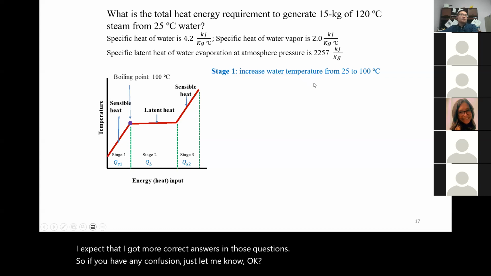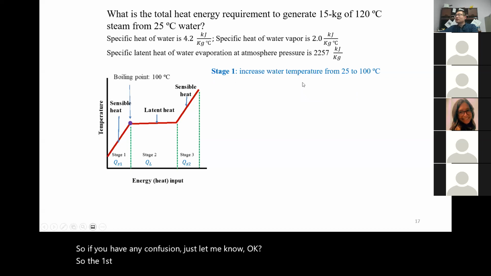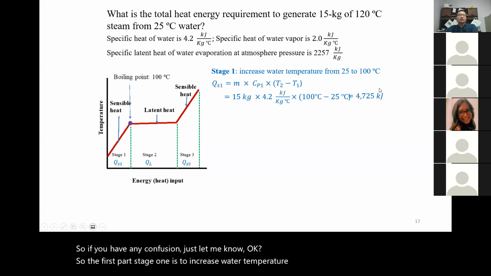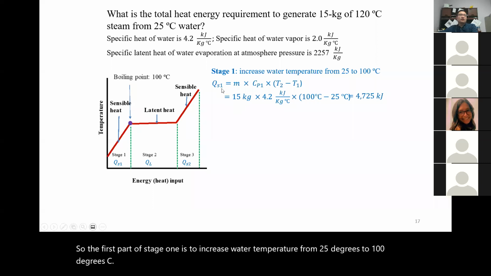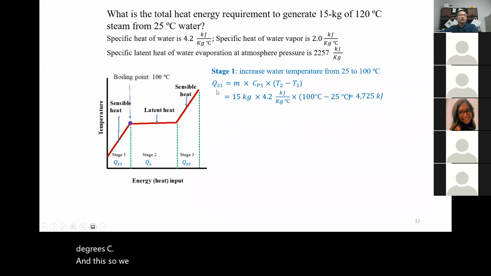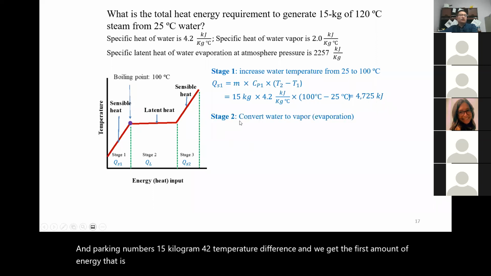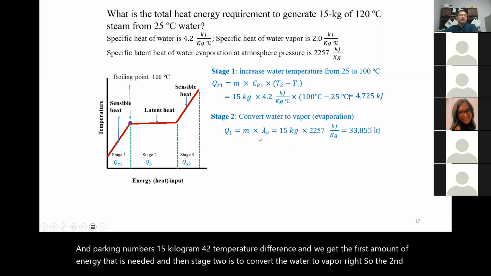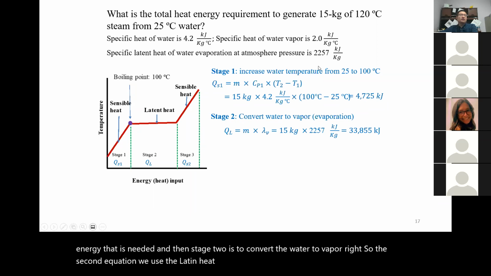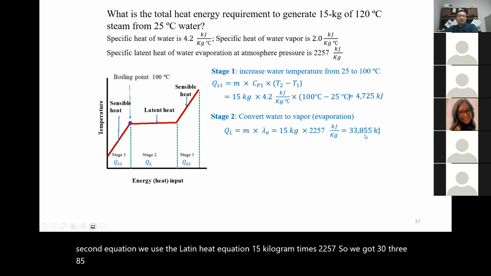So the first part, stage 1, is to increase the water temperature from 25 degrees C to 100 degrees C. We use the sensible heat calculation, right? Plugging in numbers, 15 kilogram, 4.2, temperature difference, and we get the first amount of energy that is needed. Then stage 2 is to convert the water to vapor, right? So for the second equation, we use the latent heat equation, 15 kilogram times 2257. So we got 33,855. Remember, this number is always much greater than the sensible heat.